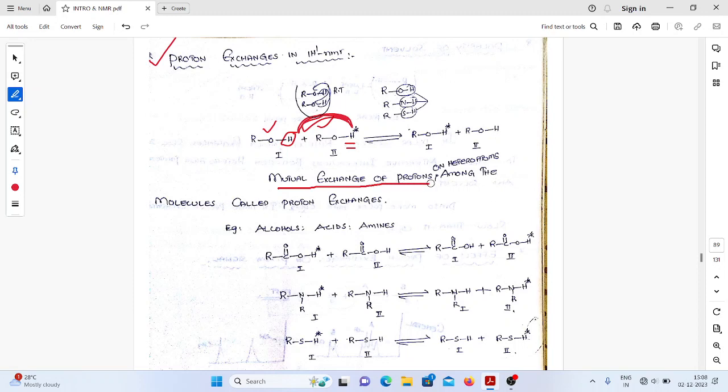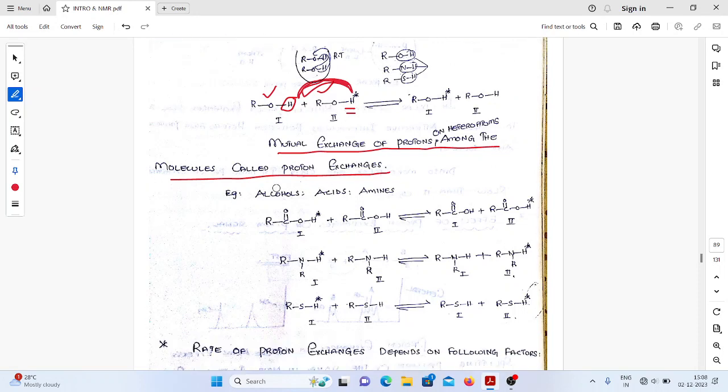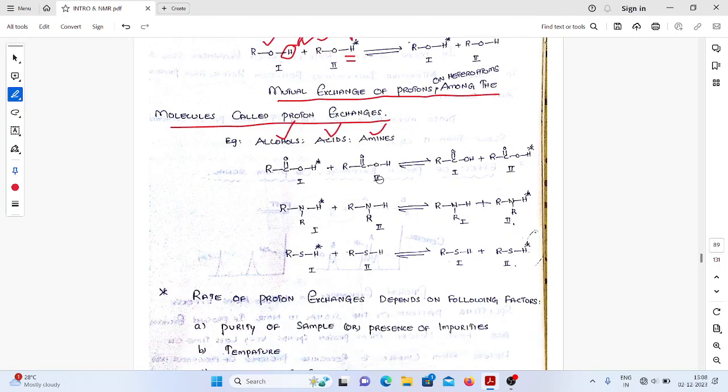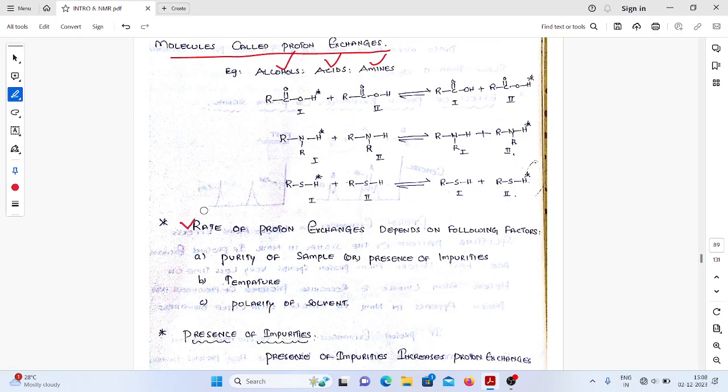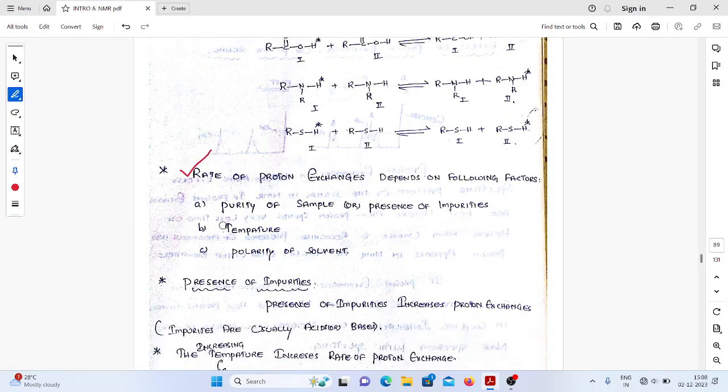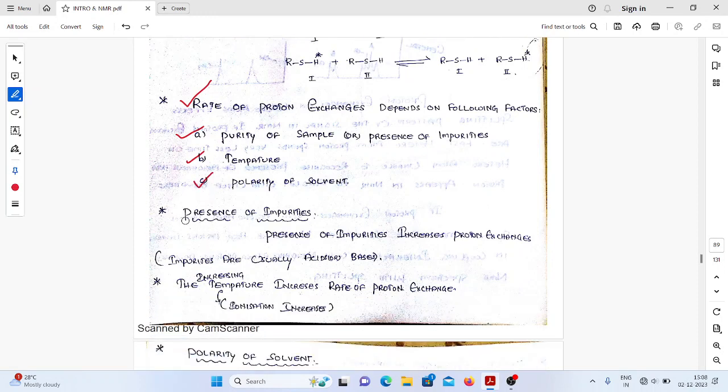Mutual exchange of protons on the heteroatom among the molecules is commonly called proton exchange. Exchange of one proton by another proton in a sample. So this kind of situation is possible in alcohols, acids and amines. The rate of proton exchange depends upon the following factors: purity of the sample, temperature and polarity of the sample.